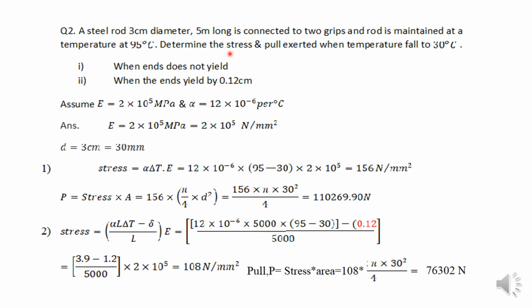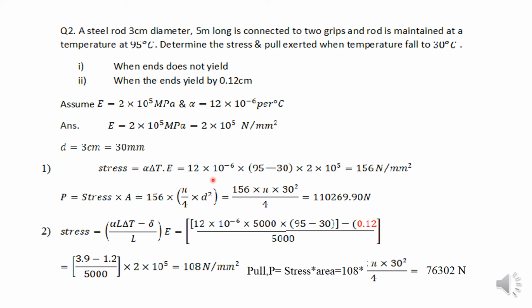Okay, so it is given in the question that Young's modulus E is equal to 2 into 10 raised to 5 megapascal, which is also equal to 2 into 10 raised to 5 Newton per mm square, and the coefficient of thermal expansion alpha equal to 12 into 10 raised to minus 6 per degree Celsius. Okay, now when the ends do not yield, the stress developed is equal to alpha delta T into E.